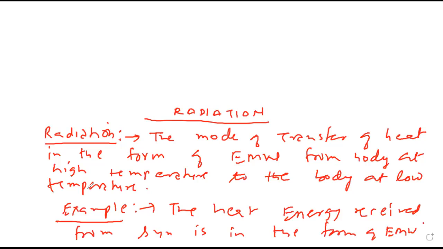Any doubt in radiation understanding? No, sir. Mode means method of transfer of heat in the form of electromagnetic wave from a body at high temperature to a body at low temperature. Example: heat energy or heat radiation received from the sun is in the form of electromagnetic wave.